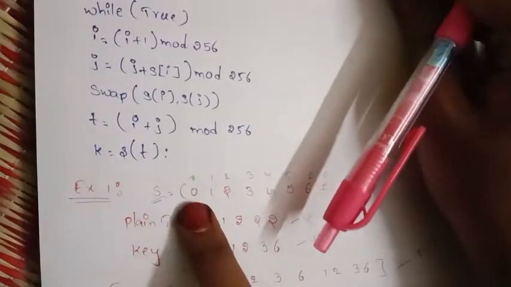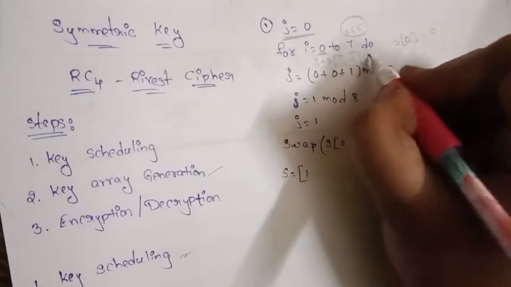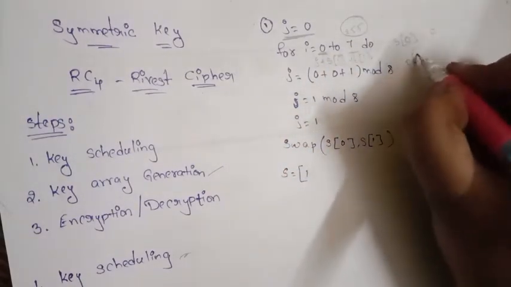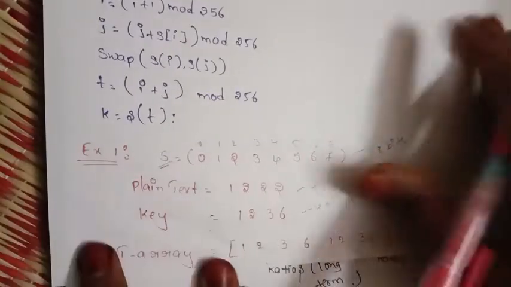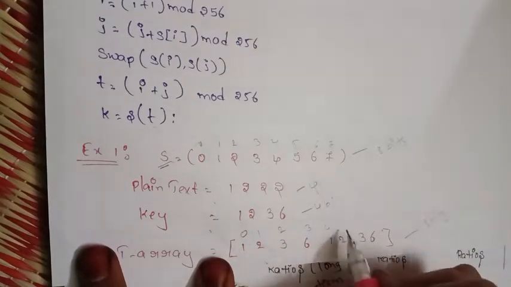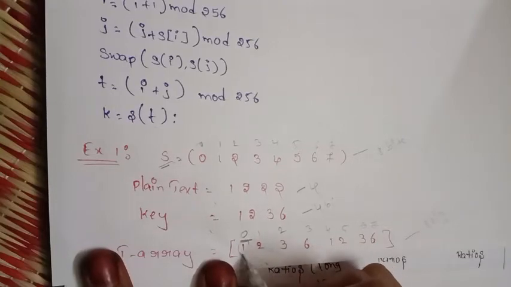At initial, S of 0 is 0. Next, what I have, plus T of I. That means T of I also, at the initial it is 0. If it is 0, what do I need to take, guys? Here 0 1 2 3 4 5 6 7. At index 0, the value of T of 0 is 1.